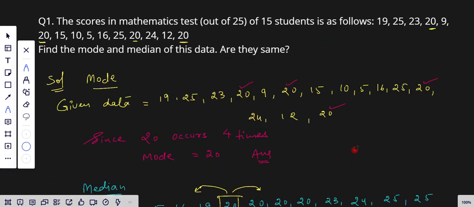How to calculate mode? Mode is nothing but an observation which appears frequently, or you can say an observation which repeats more number of times, like 20. In this example, the observation 20 is repeating 4 times. So the mode of this data is 20.